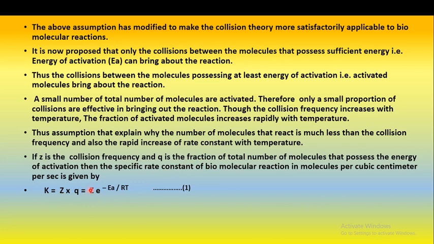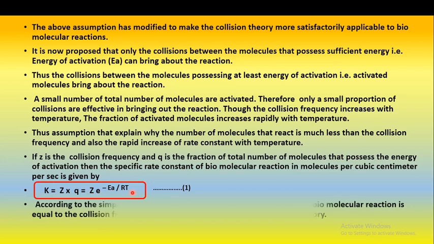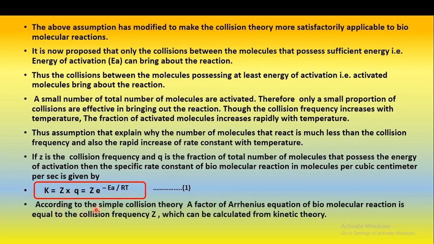Here Q, the fraction of molecules that possess the activation energy, is represented by e raised to minus Ea upon RT. This is equation 1. According to simple collision theory, the A factor of the Arrhenius equation, K equals A into e raised to minus Ea upon RT, for a bimolecular reaction is equal to Z.